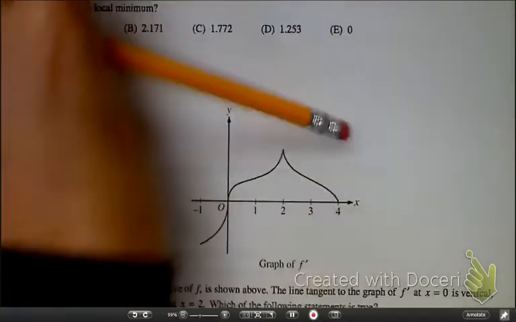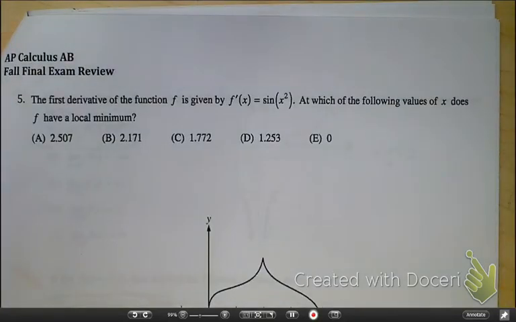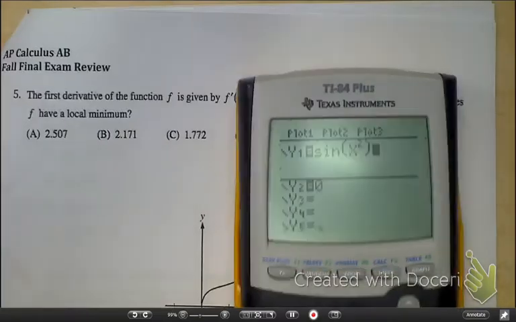All right, number 5. We have ventured into the calculator section, so let me pull out my calculator. We'll talk about this one. It says the first derivative of the function f is given by f prime of x equals sine of x squared. So I'm going to type that in. Sine of x squared, which looks like this.